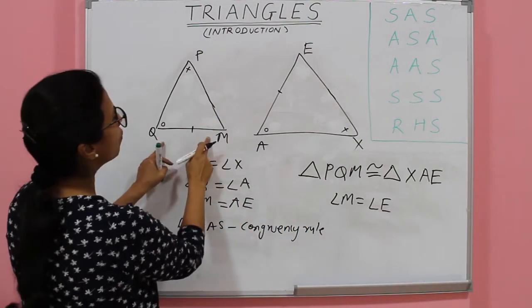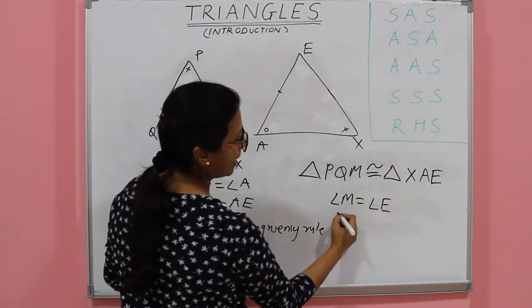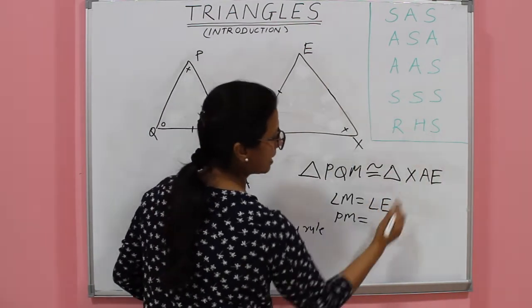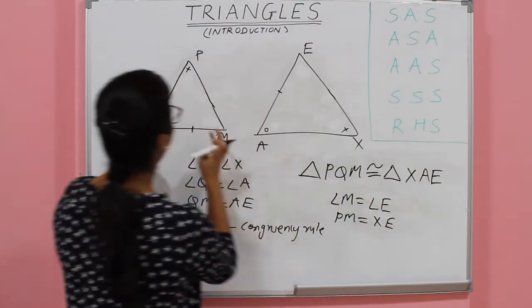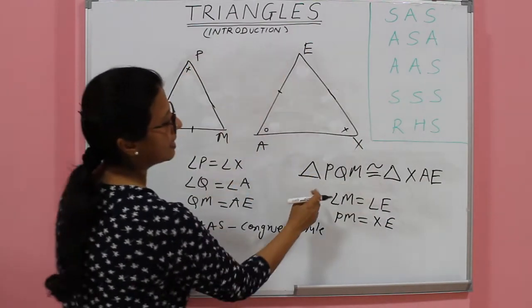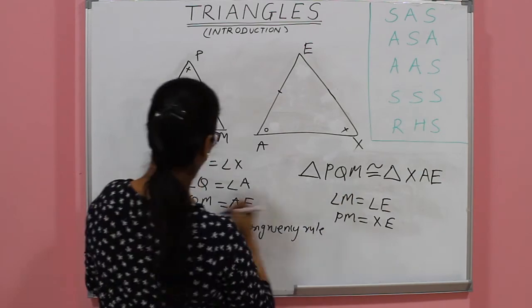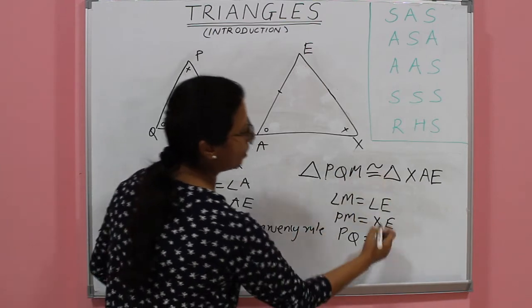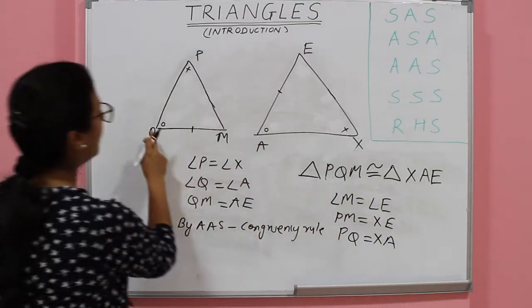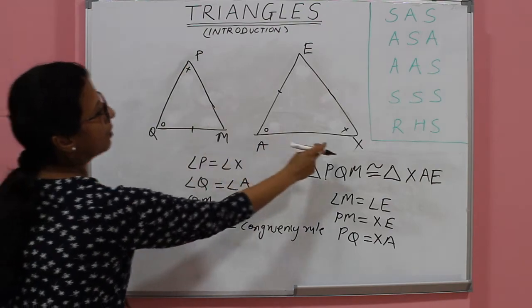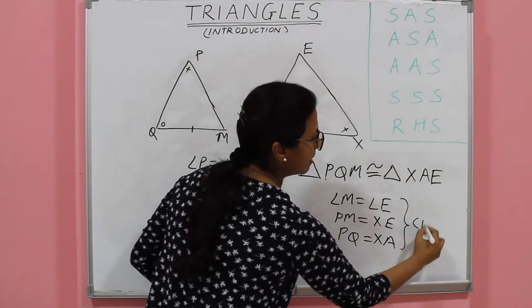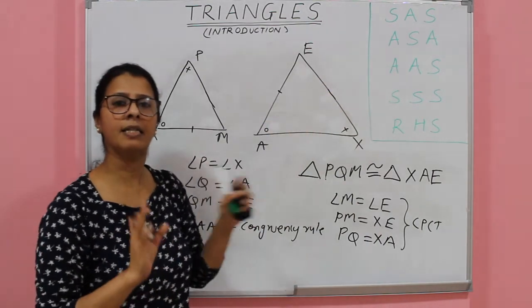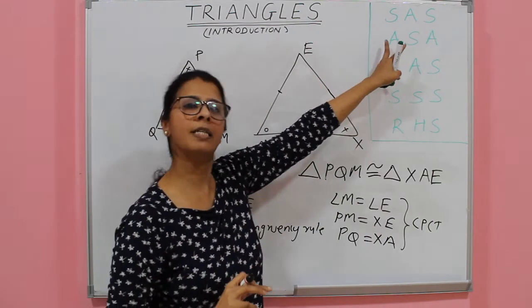What are the remaining sides? QM was given, PM is remaining. So first and last is equal to XE. So my PM is equal to XE. Same way, what else is remaining? PQ is equal to XA. And how has this come? By CPCT. So the third rule was AAS, any two angles and a side, which means it is going to follow as ASA only.